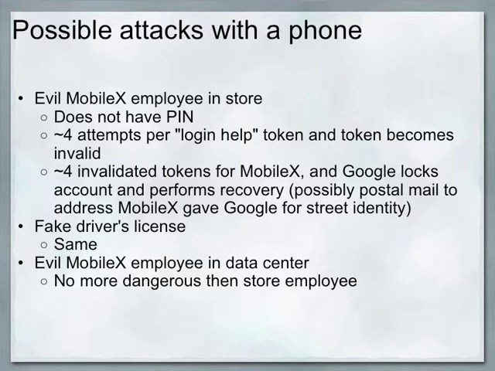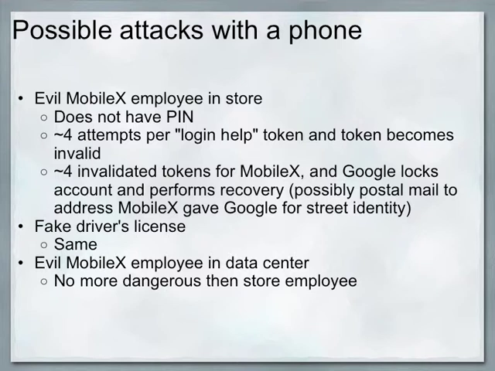Or even more broadly, if Google sees a whole bunch of tokens get invalidated from MobileX, it could just completely lock out MobileX's access to her account and perform some account recovery with the user. Well, unfortunately, that might even involve something as low-tech as sending a one-time code via postal mail to the street address that MobileX gave the user to Google for street identity.